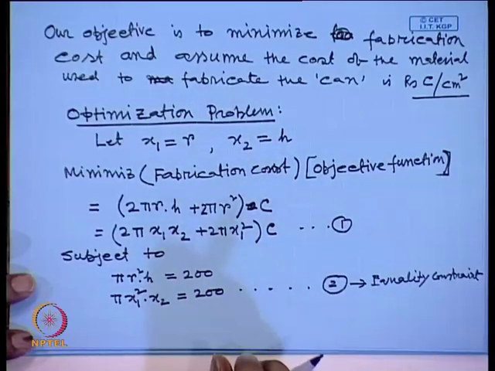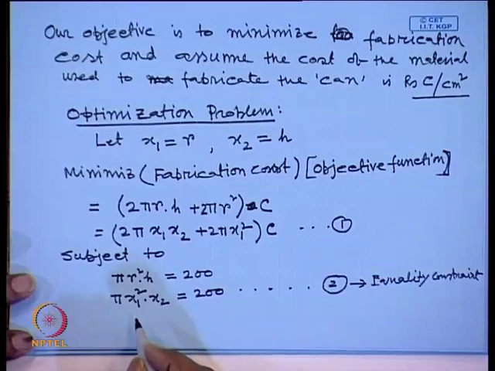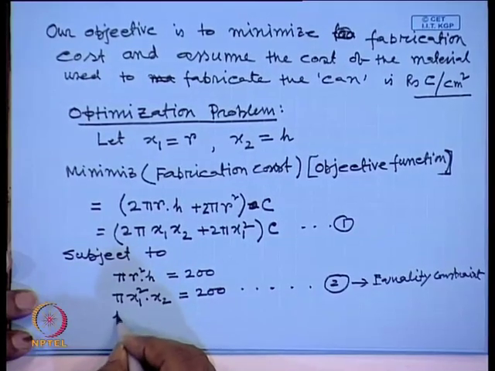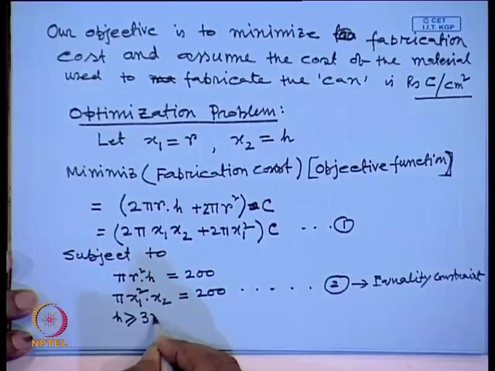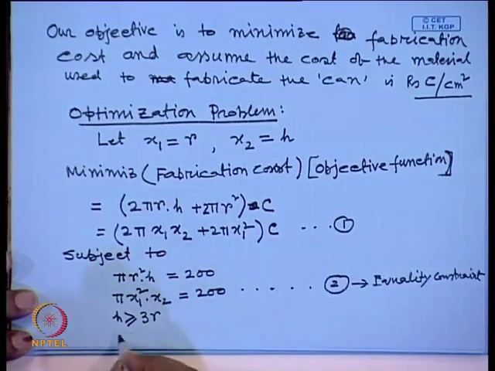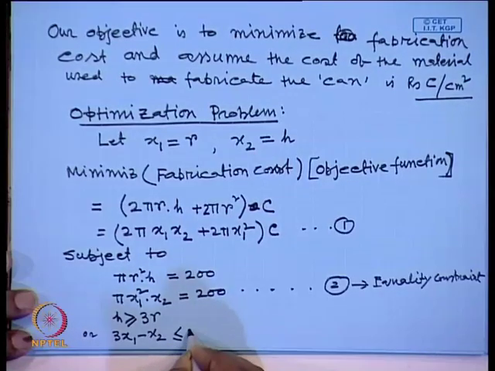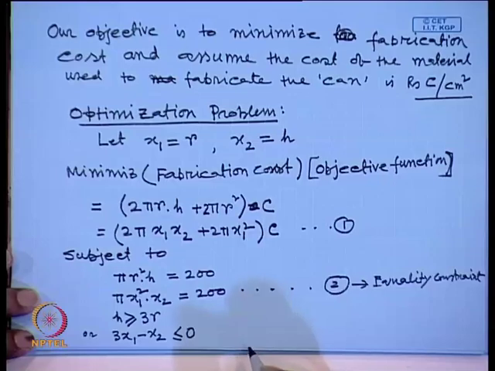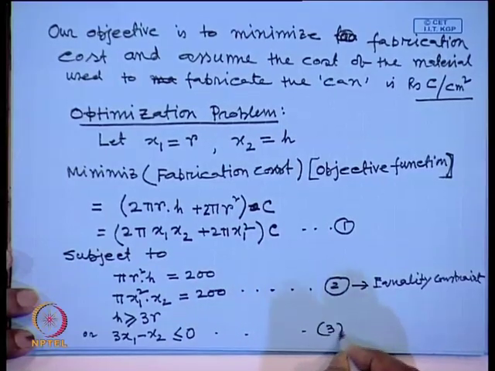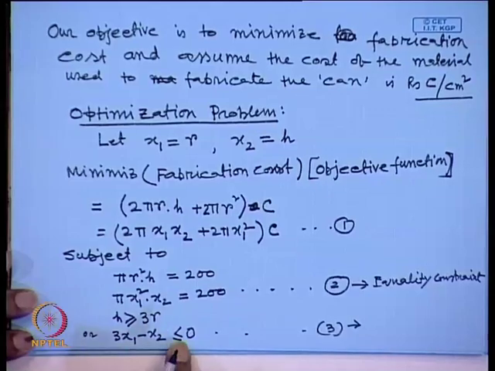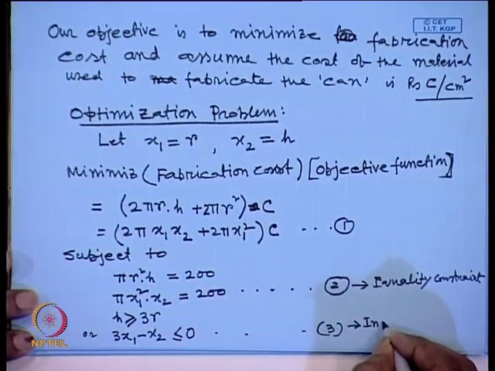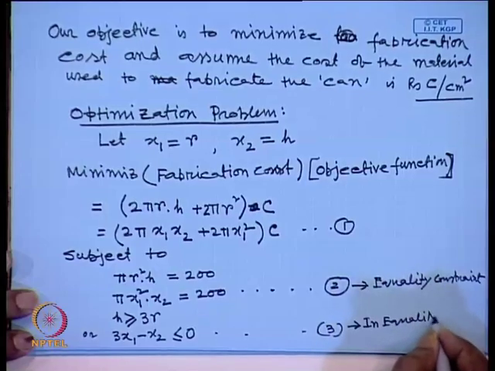And another constraint we have imposed for aesthetic reasons, so that we can hold the can comfortably, is given like this: h is greater than or equal to 3r. In other words, we can write it as 3 x 1, r being x 1, minus x 2 is less than or equal to 0. Agree? So, this is equation number 3. You see, this is the inequality constraint.